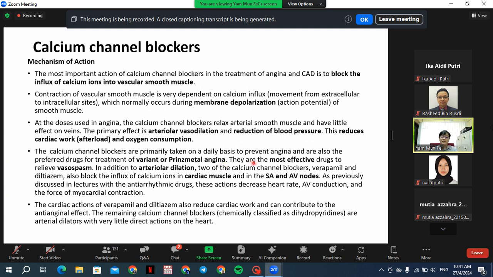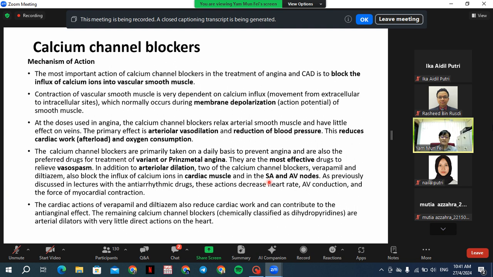Okay, and why variant angina? Because we know that variant angina is caused by vasospasm, isn't it? Once you have this vasodilatation activity, you're able to overcome the vasospasm, especially during nighttime or sleep. So you can use this drug for prevention, because these drugs mainly cause vasodilation in your arteries.